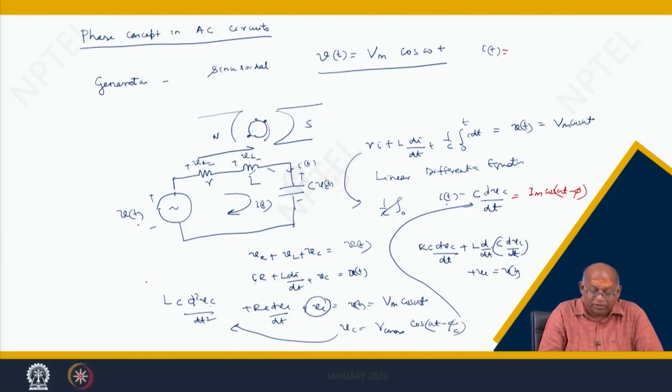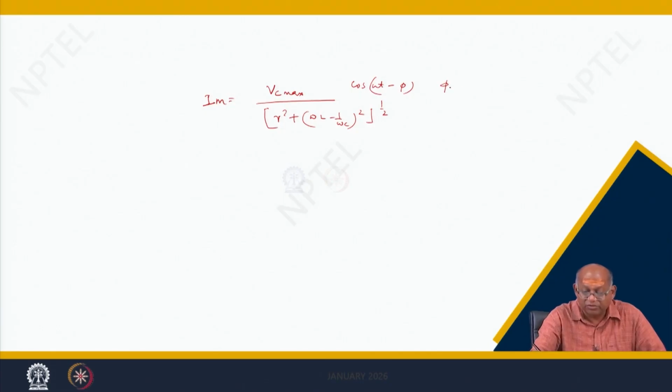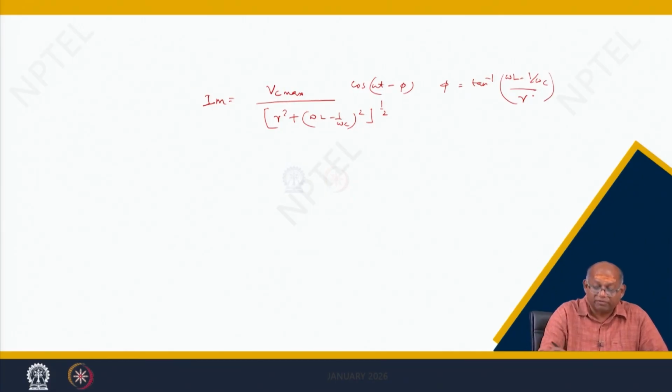So, if I solve this whole thing, you know what will happen to the I m. I m will turn out to be, in this particular circuit, V c max over r square plus omega L minus 1 over omega C, whole square, to the power half, cos omega t minus phi, where phi is equal to tan inverse of omega L minus 1 over omega C, by r. This solution we will get from this circuit.